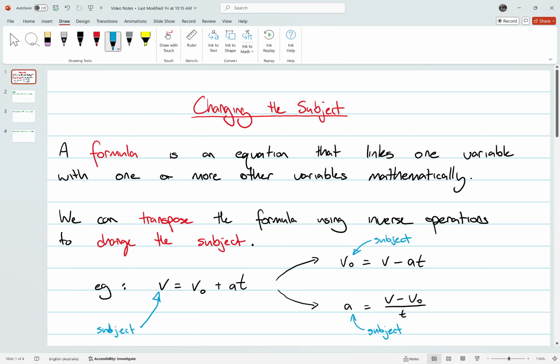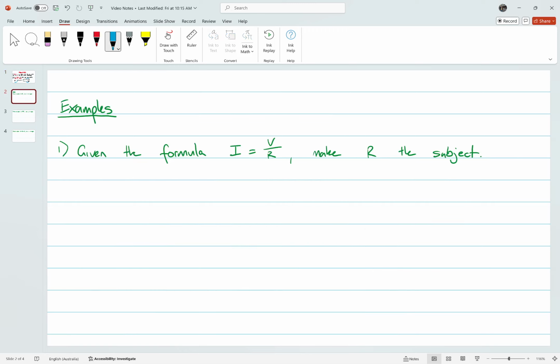So it's the same formula, just written in different ways, so that one of the letters is by itself. That's what we mean by changing the subject. And we do this by using our inverse operations. We can't just write random things. We need to make sure that mathematically it is still the same. So let's do a few examples.